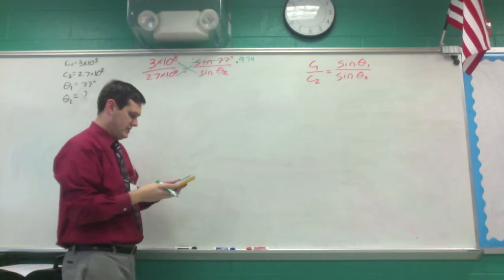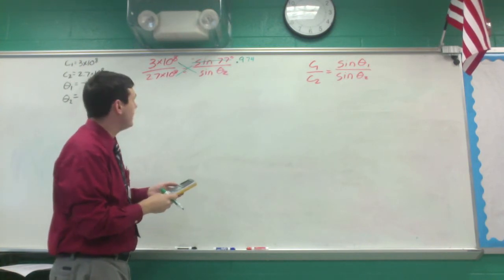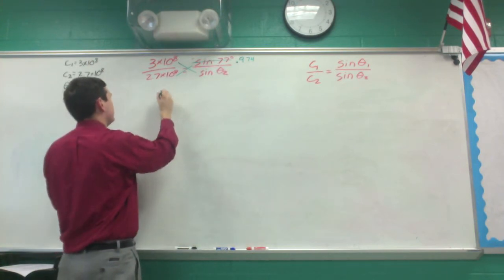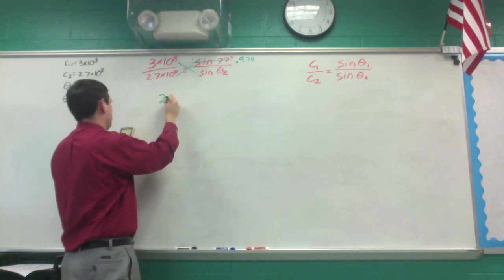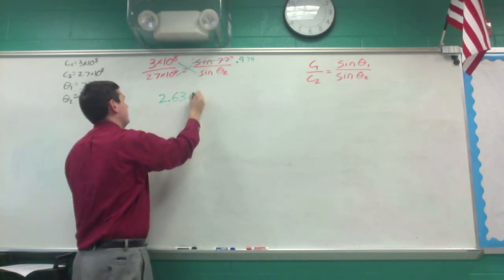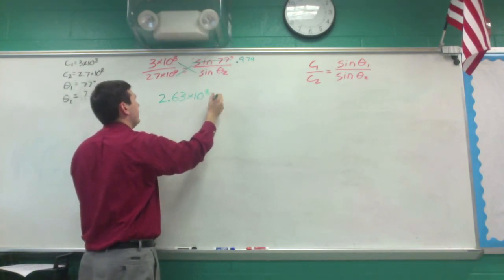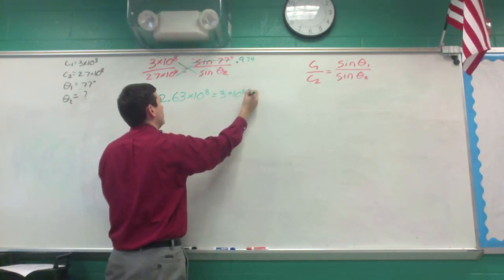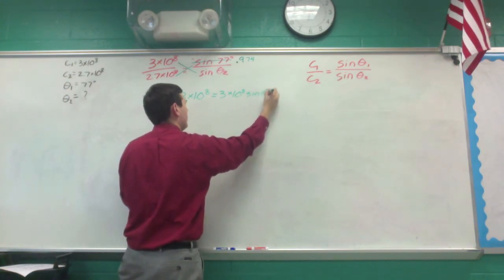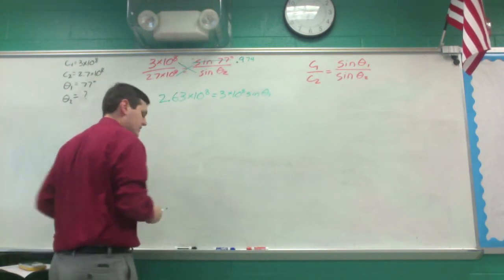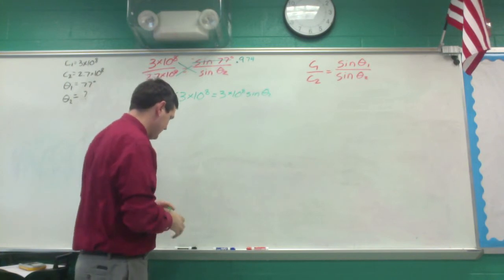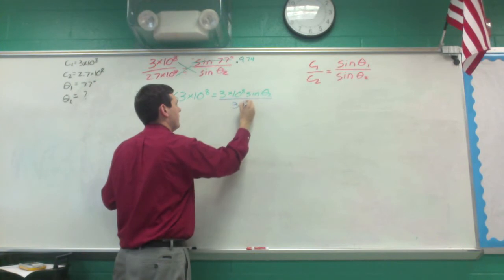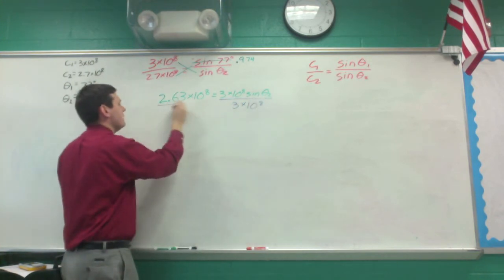Okay, so when I got 2.7 times 10 to the 8th times 0.974, that's going to give me 2.63 times 10 to the 8th, and then we have equals 3 times 10 to the 8th sine theta 2. In order to solve for sine theta 2, we have to get sine by itself. So we have to divide both sides by 3 times 10 to the 8th.